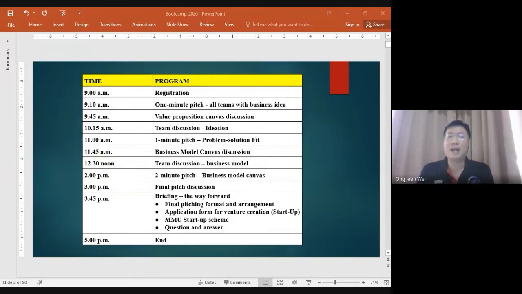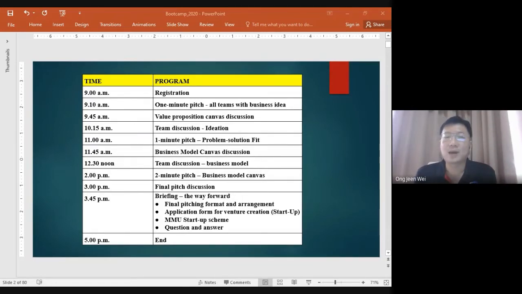We will come back to this room again at 11 o'clock. So you will be doing your 1-minute pitch using the problem solution fit template. It will end at about 11:45. Then we will continue with a discussion on business model. We will be using the business model canvas.